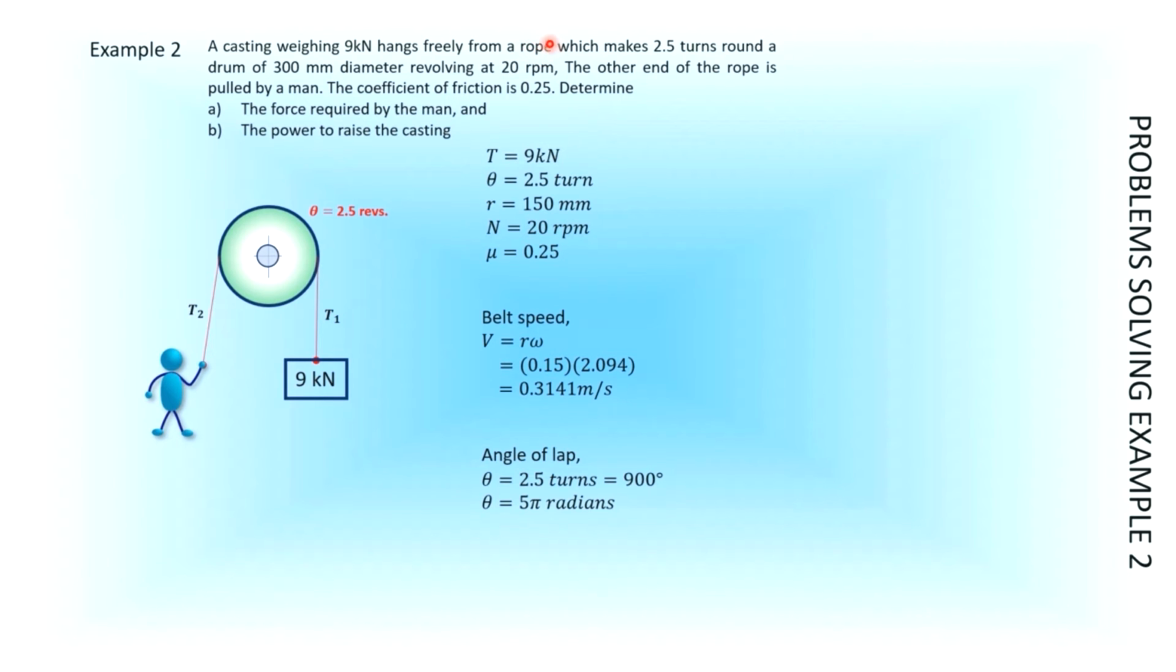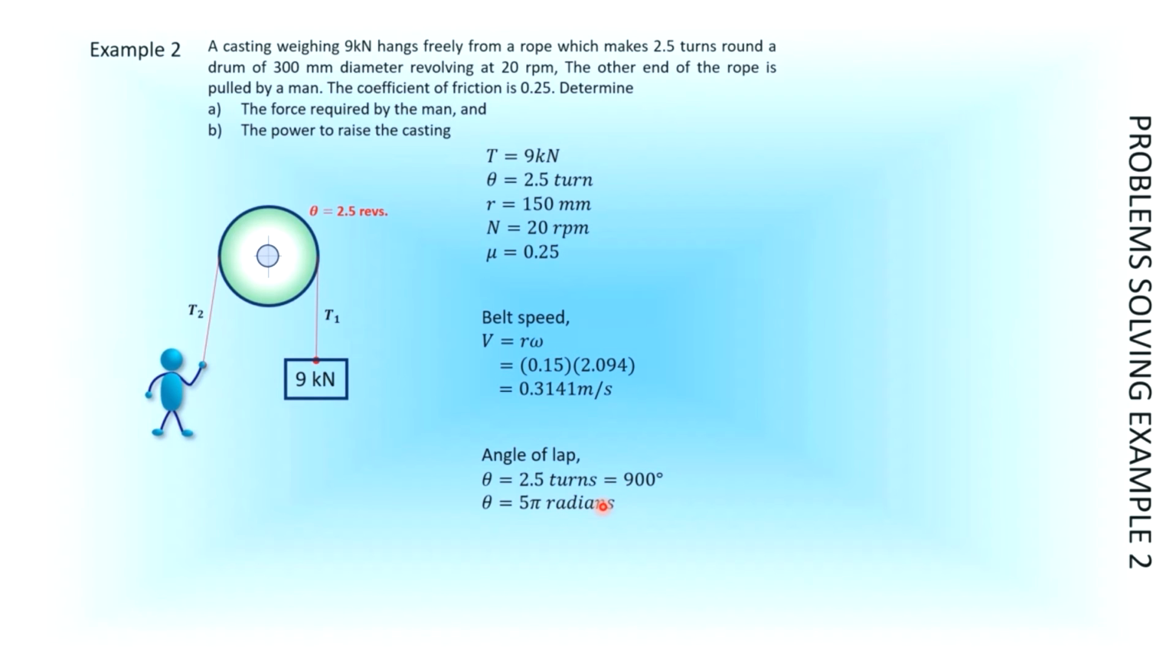I think I have to change this to belt, which makes 2.5 turns. That means it completes 1 cycle, 2 cycles and a half. Okay, so 1 cycle is 360. 2 cycles is how much? 360, 720. Then 2.5, so you have 900 degrees.